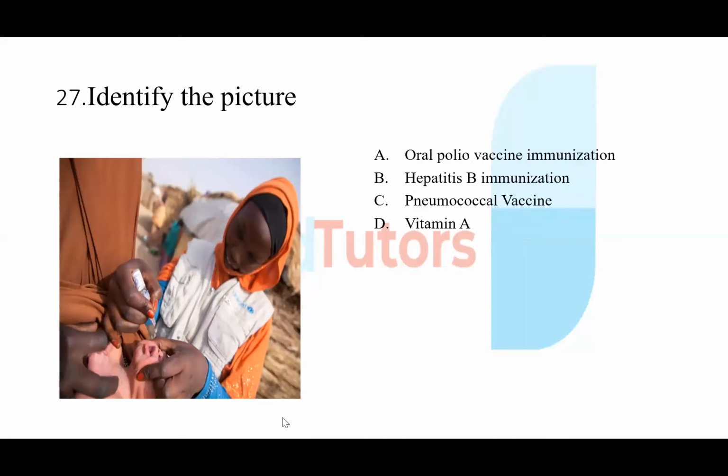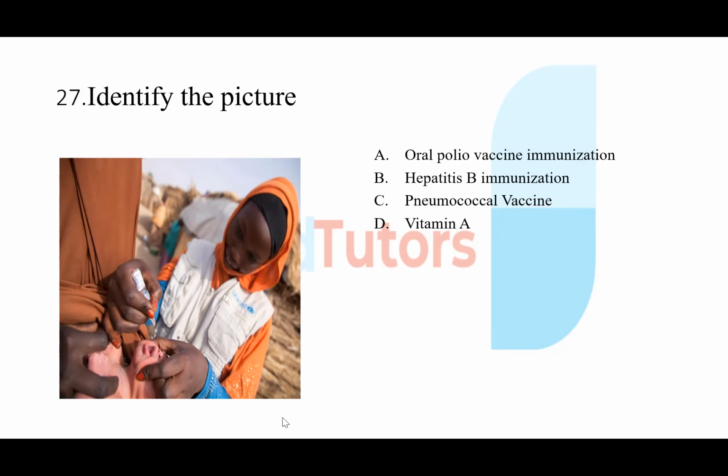So identify the picture is what this is telling us. What immunization is being done here? Oral polio vaccination is what is being done. Oral polio vaccination is administered through the buccal cavity. Hepatitis B is administered as a deep IM injection. Pneumococcal vaccine is also administered as a deep IM injection.